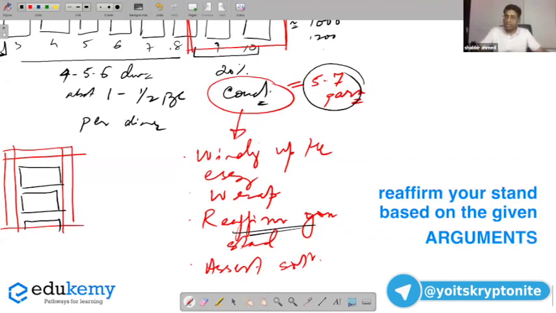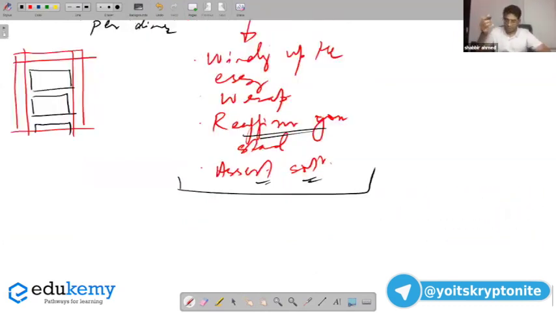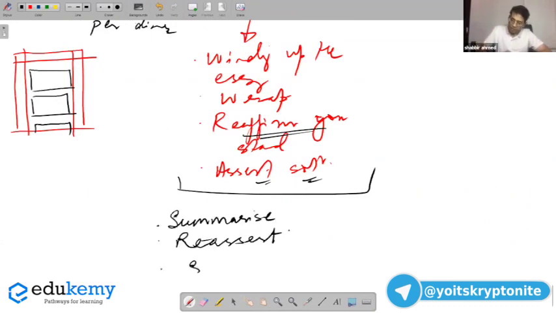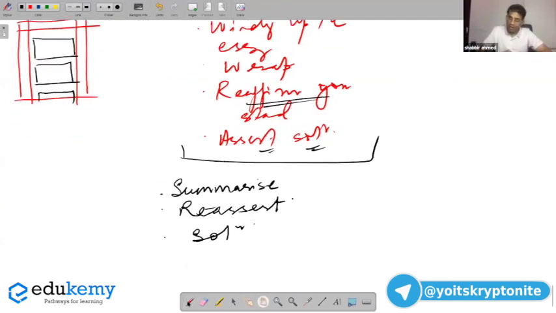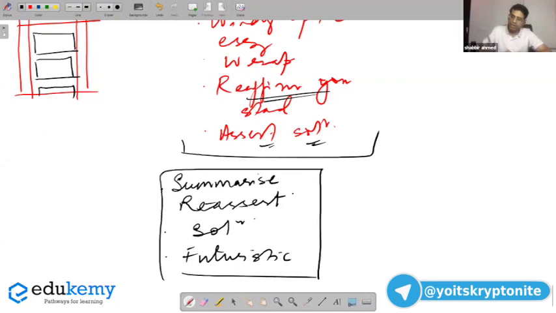You can also assert some solutions. You can offer solutions here. Okay, your conclusion can be around 3-4 things. Okay, you can summarize, reassert your position. You can give a solution if it's a problem you are debating about, and you can also talk about something futuristic. Okay, these are the 4 elements of your conclusion.